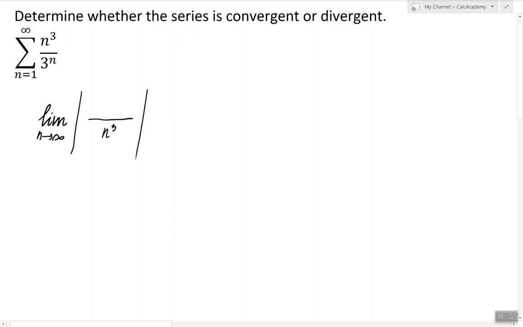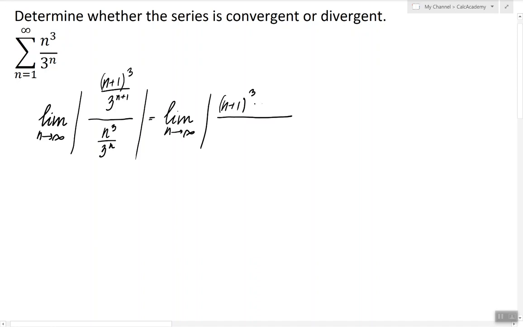So the nth term is n cubed over 3 to the power n, and the n plus 1th term is n plus 1 cubed over 3 to the power n plus 1. Simplifying this ratio inside of the absolute value will give me this ratio. So it's going to be n plus 1 cubed times 3 to the n over 3 to the power n plus 1 times n cubed.